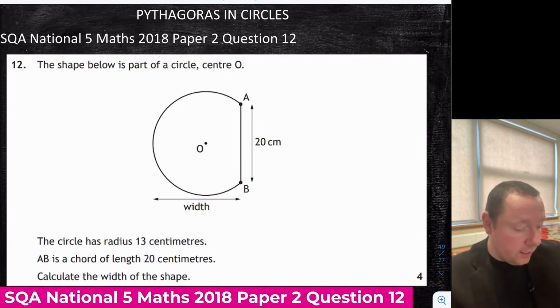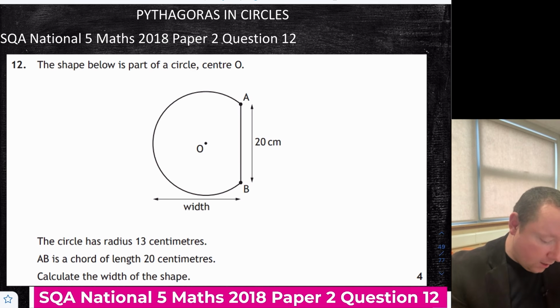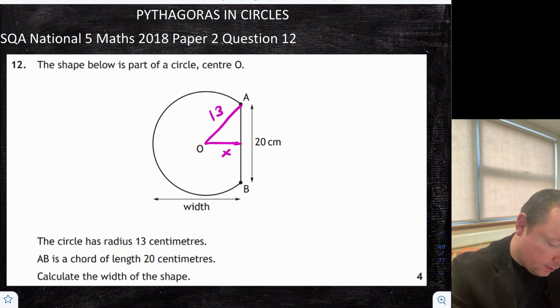Pythagoras and Circles, SQA National 5 Maths 2018, paper 2, question 13. We have got this shape and we know the radius is 13, this length is 20, calculate the width. So if I knew here to here is 13, so I need this little bit here. So I can add that in, call that x. Make a radius, that's 13.